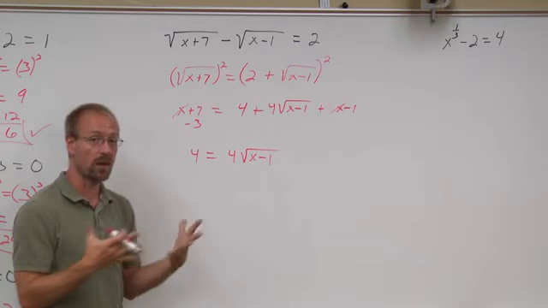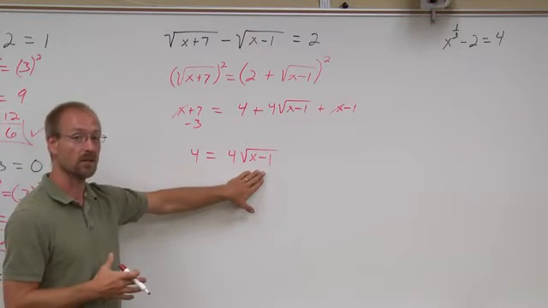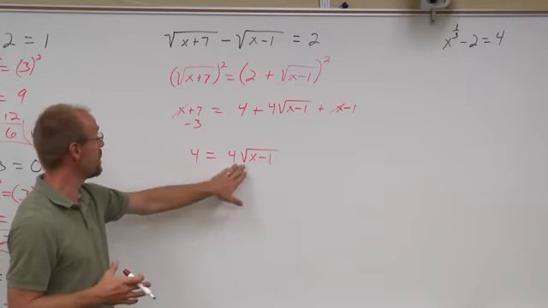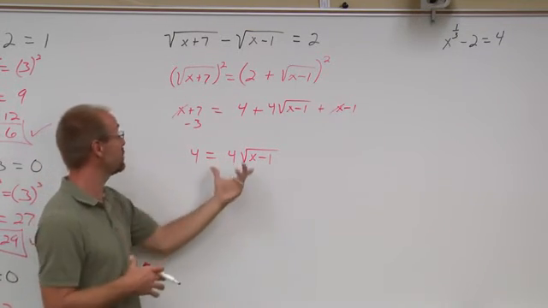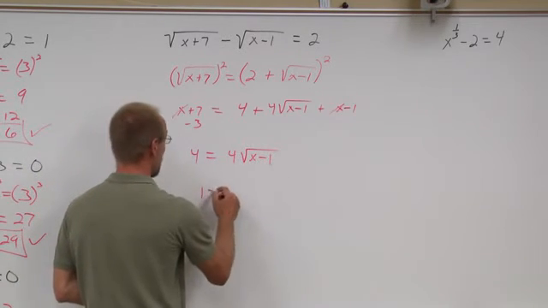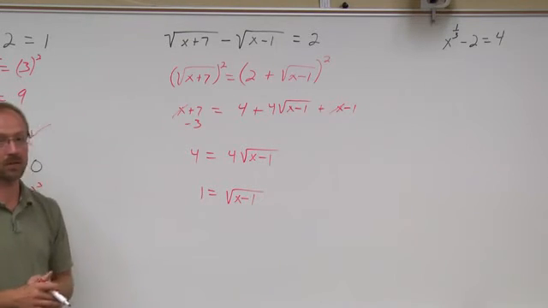Now, just by combining our like terms, we can see, guess what? I still have a radical. But one nice thing is it's on one side all by itself. Maybe I can do something with this 4. I don't have to, but I can. I can say, these are both divisible by 4. Let's divide that out. And we get 1 equals the square root of x minus 1.